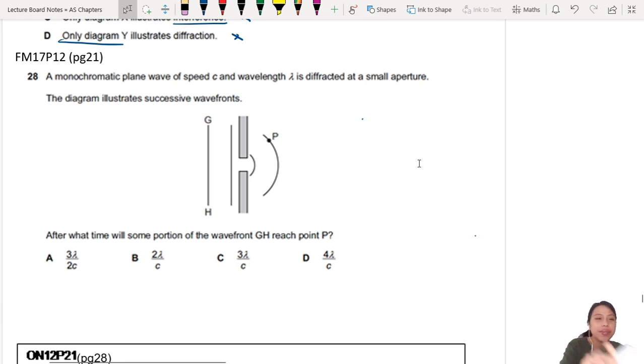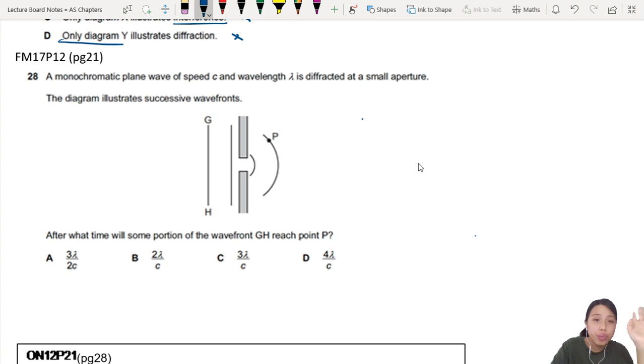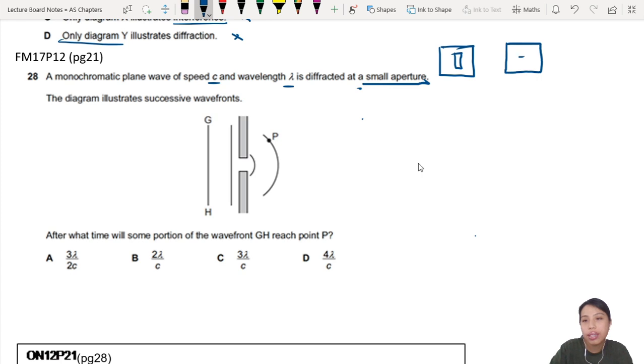This one is an interesting one, page 21. A monochromatic plane wave, speed c, wavelength lambda, is directed at a small aperture. What is an aperture? Aperture just means how big the hole is. If it's a slit, then on a slide the slit will look like that. But you can also think of it as a circle with a radius. The wave can come through the circle, or here through the slit. Aperture is also what we call it in a camera: how big is the hole, the lens? How much light is it letting in?